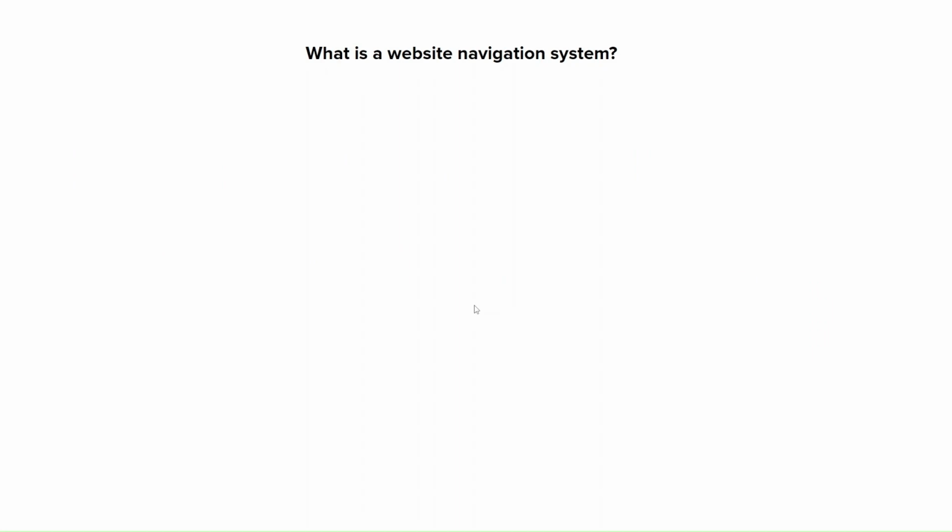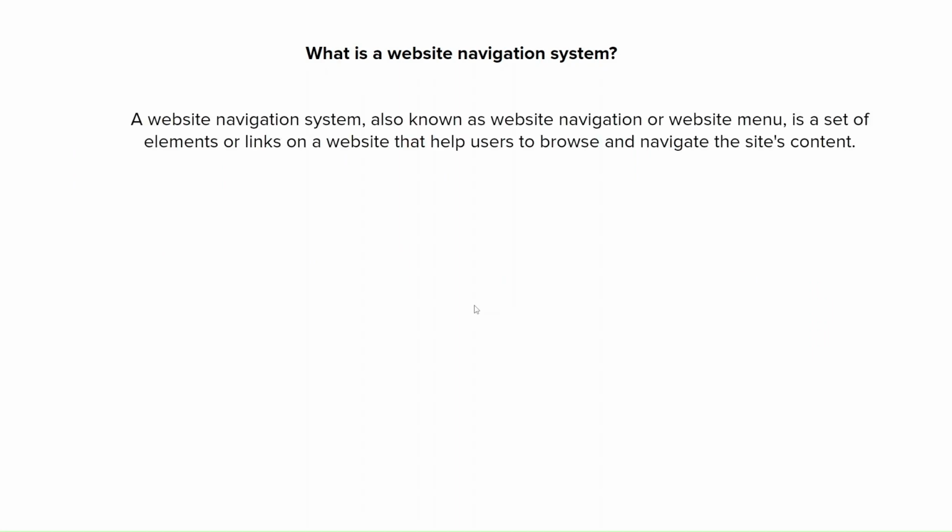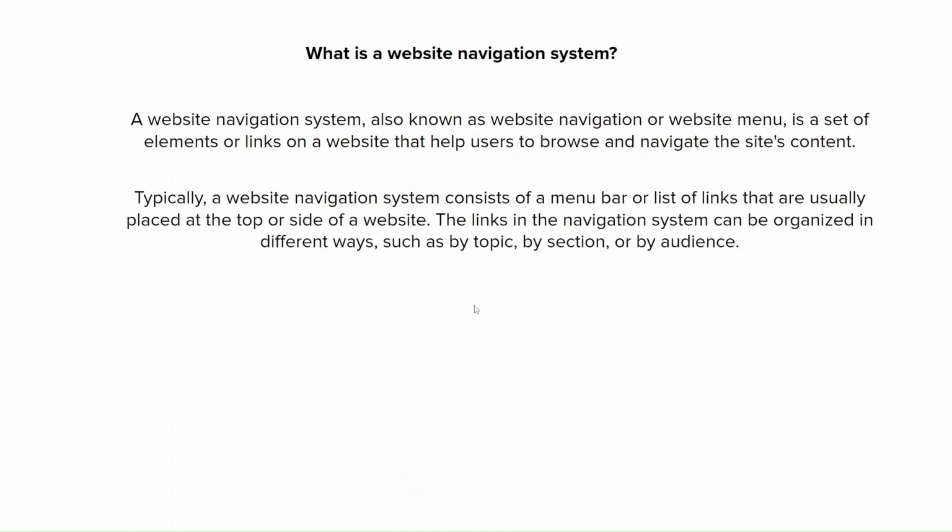So what is a navigation system? A website navigation system, also known as a website navigation or website menu, is a set of elements or links on a website that helps users to browse and navigate the website's content. Typically, a website navigation system consists of a menu bar, a list of links that are usually placed at the top or the side of the website.